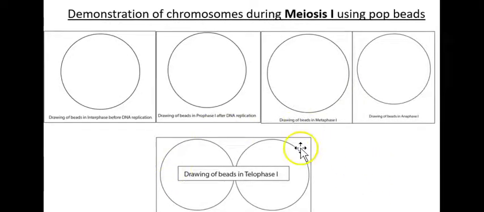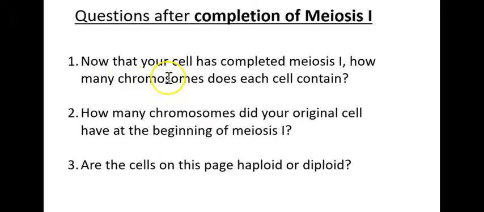And notice also again, at the end of the first phase of meiosis, we do end up with two cells that you can draw there. And then also we have a variety of questions to answer pretty quickly for these things after the completion of meiosis 1.